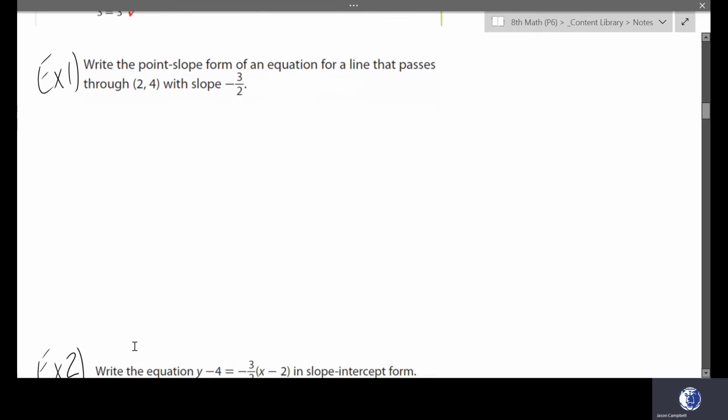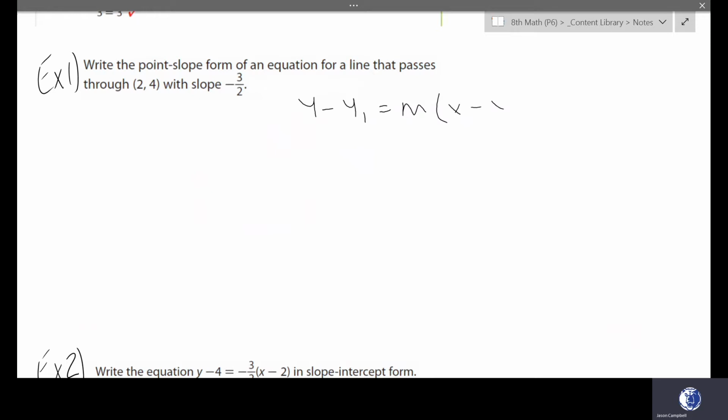In our example 1, it says write the point-slope form of an equation that passes through 2, 4 with a slope of -3/2. So remember, point-slope is y minus y1 is equal to m multiplied by x subtract x1. So our equation is going to be, remember this is x comma y, so y subtract 4 is equal to -3/2 x subtract 2.